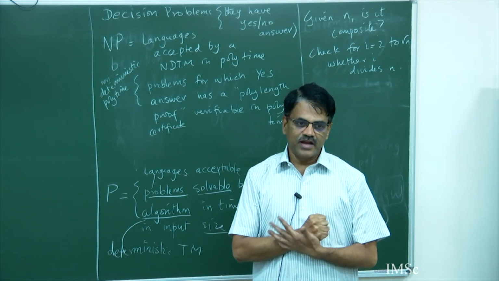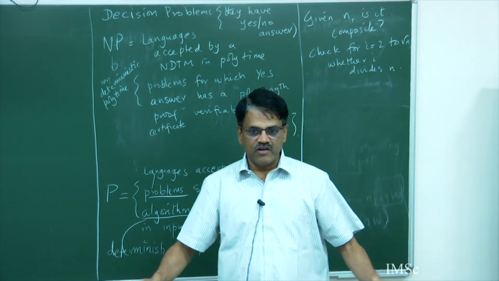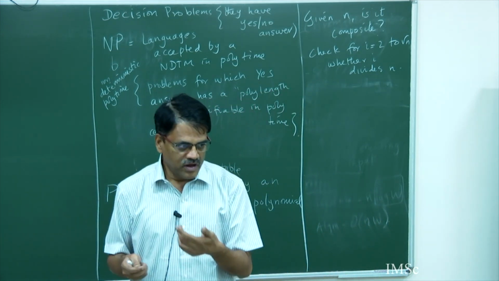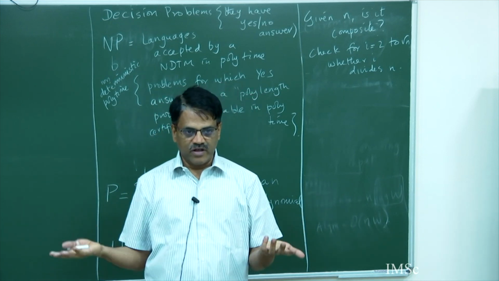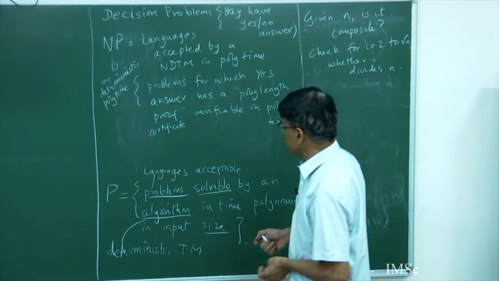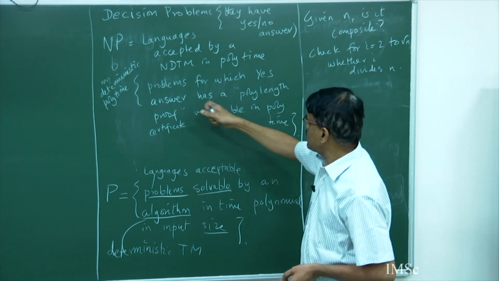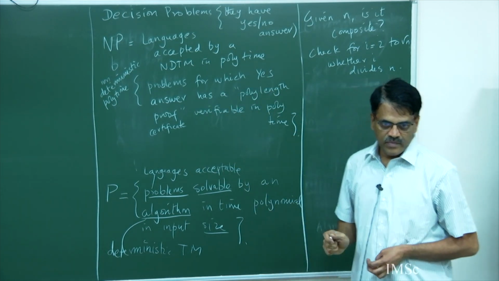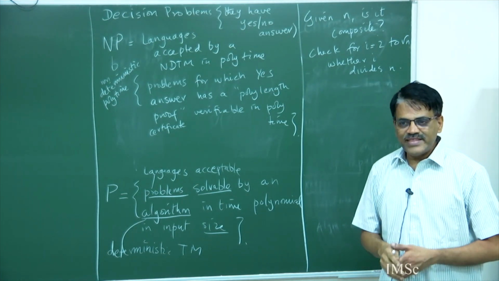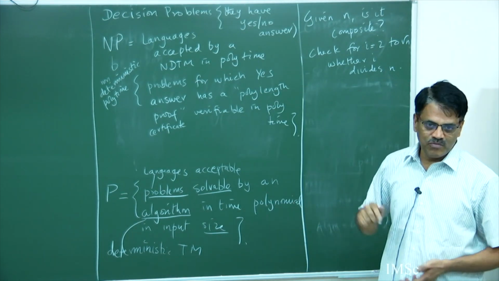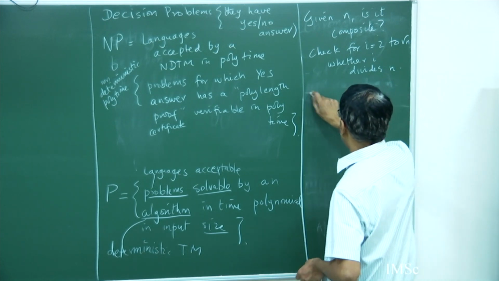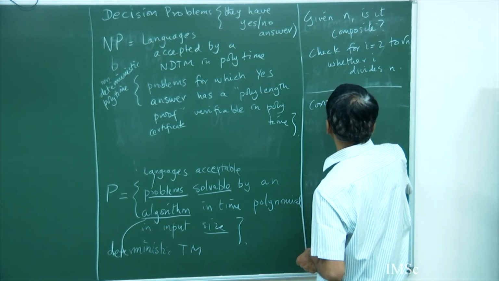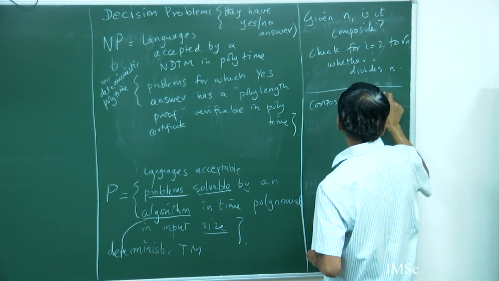Give a divisor, right? You just say 247 divides your number. Okay, that's a short proof. And what do I do? I just divide and verify. So that's what it means by the yes answer has a poly-length proof verifiable in poly time. So this question, is the number composite, is in NP.